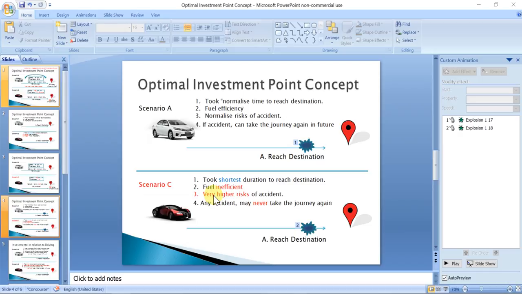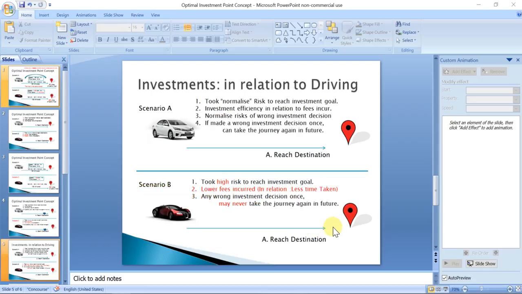In scenario A, should the driver meet with an accident, he could probably take the journey again in the future. But in scenario C, at the speed he's traveling, if he met with an accident, the driver probably will never get to travel to the destination again. So how do these driving scenarios relate to investments? The risk of investment is normalized when you invest at the optimal point. What we are saying here is that you don't travel too fast and you don't travel too slow.